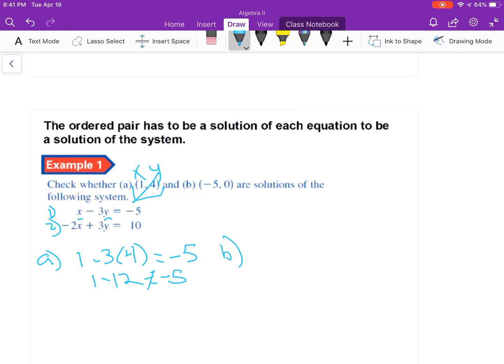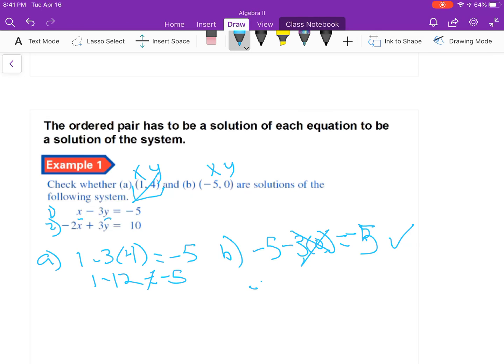Okay, so point B: for x I'll put in negative 5, and for y I'm going to put in 0. So that will cancel out to 0. So yeah, negative 5 is equal to negative 5. But that's not enough. I have to make sure that it works not only in the top equation, but also in the bottom one.